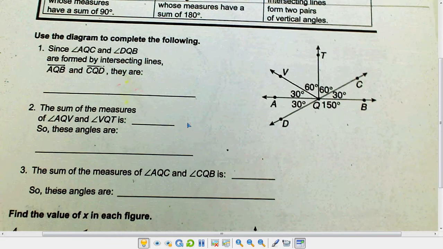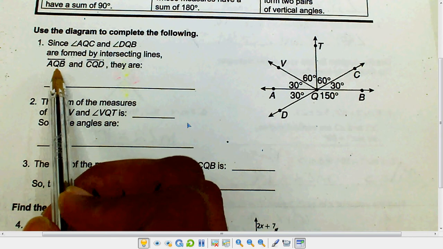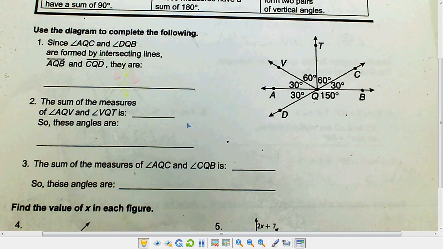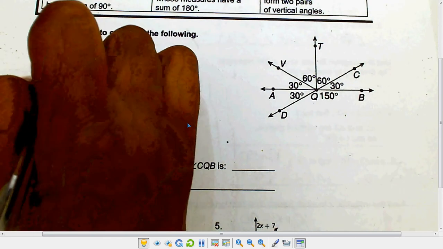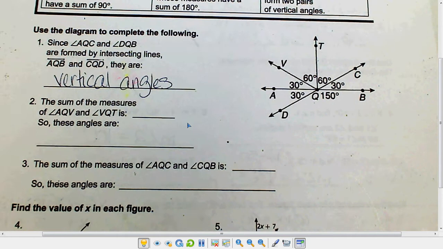All right, let's get going. Number 1 says, since angle AQC and angle DQB are formed by intersecting lines, and those intersecting lines are line AQB and line CQD, they are what? So what type of angles are formed by intersecting lines? Right, vertical angles. Those are vertical angles.